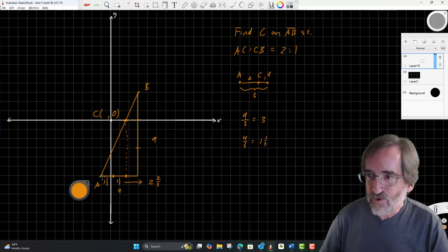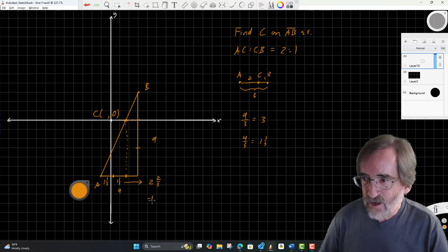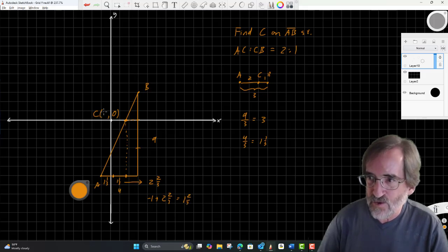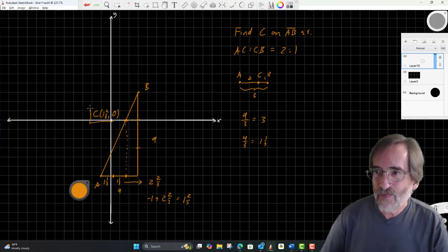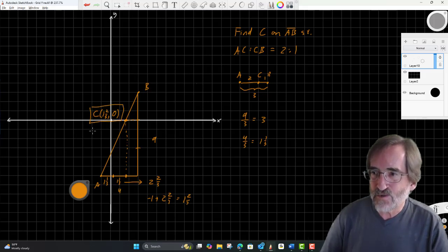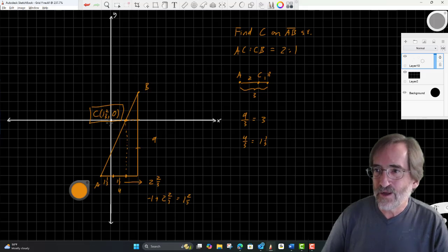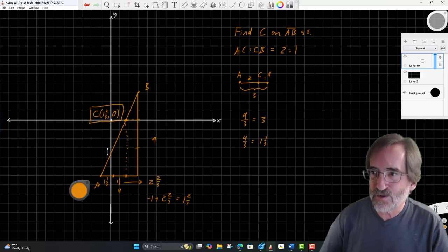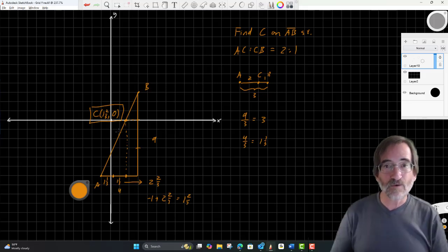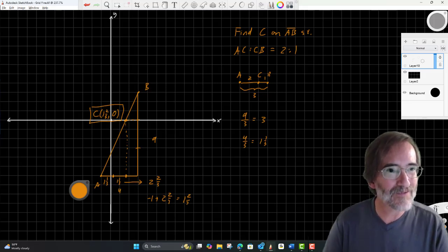And that's what we're going to add to -1, right? So -1 plus 2 and 2/3 is 1 and 2/3, which gives us the y-coordinate. So 1 and 2/3. Okay? So C is 1 and 2/3. And that divides the ratio to 2 parts to 1. 2 parts from A to C, 1 part from C to B, for a total of 3 parts. Okay, so hopefully that helps.